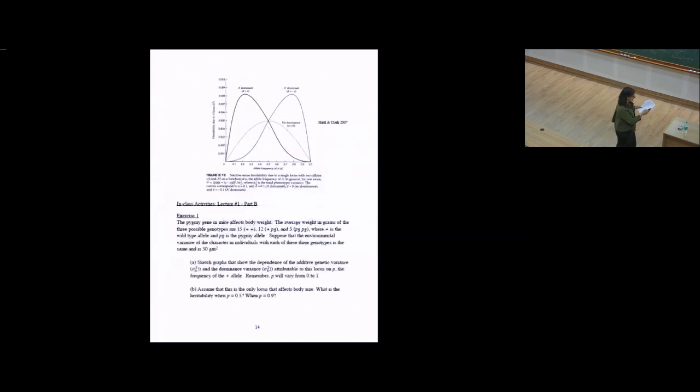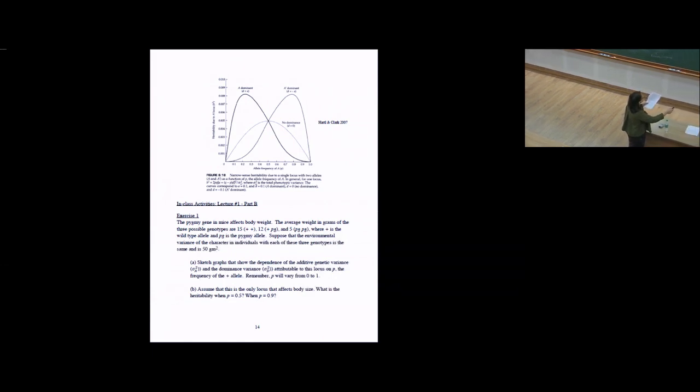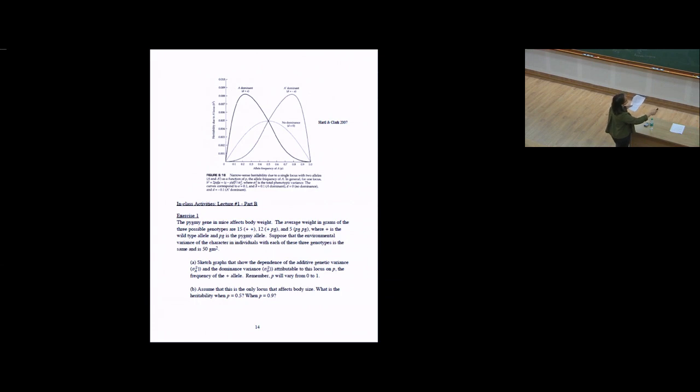And so this graph here shows, so here's heritability, and here's the frequency of the big A allele for the case where big A is dominant, A prime is dominant, and there's no dominance. And you see that heritability is different depending on the value of the allele frequency. The case of no dominance, the case of additivity, is symmetric, and the other cases, of course, are not.